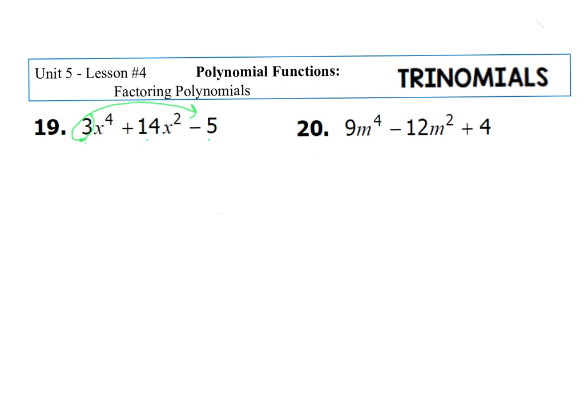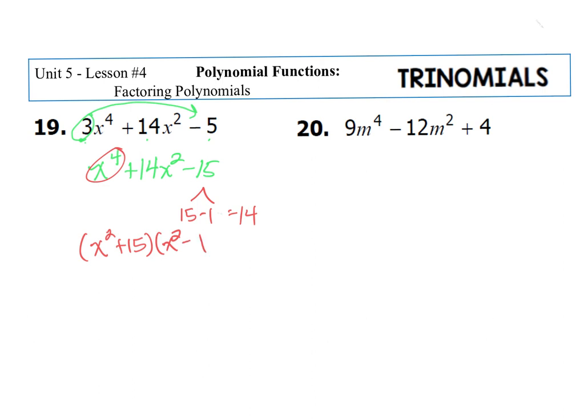We're going to slide 3 and multiply it to negative 5. So we have x to the 4th plus 14x squared, and 3 times negative 5 is negative 15. Okay, now we can do our 1, 2, 3 factor tree. What multiplies to negative 15 and adds to 14 will be 15 and negative 1. So when we put this in, because this was an x to the fourth, we'll have x squared plus 15 and x squared minus 1.